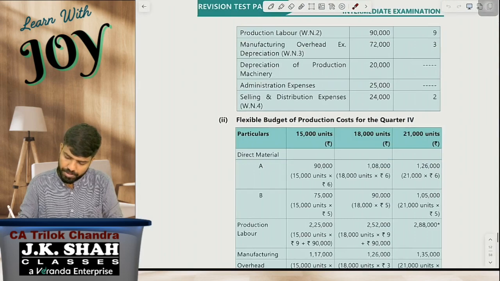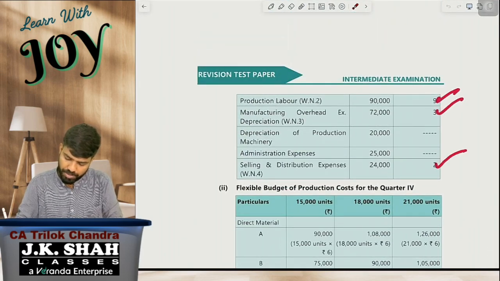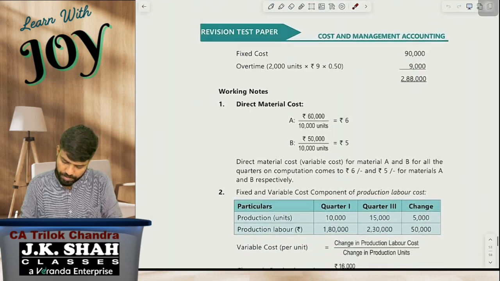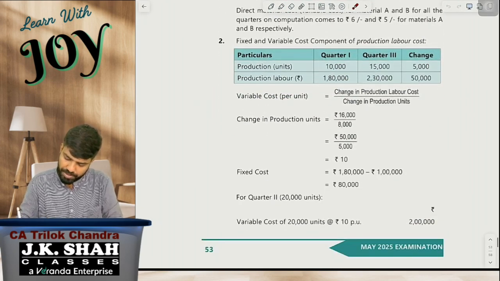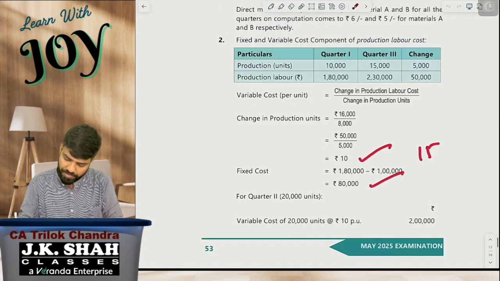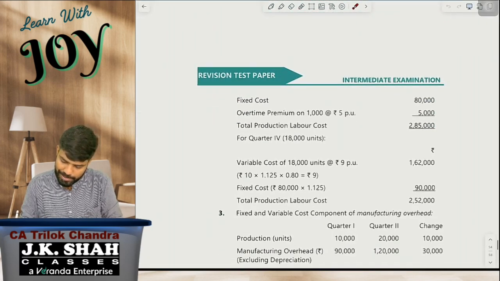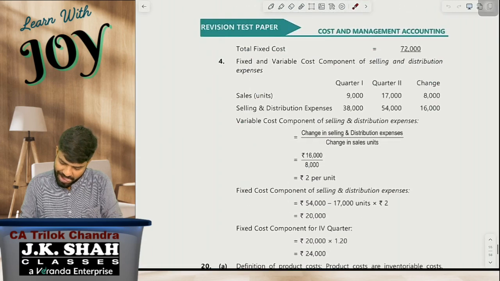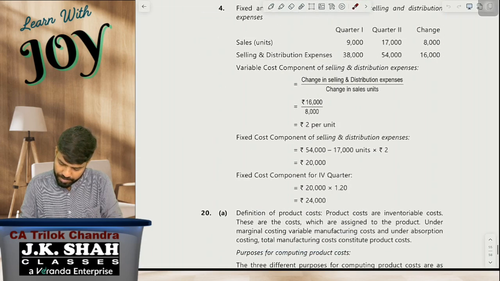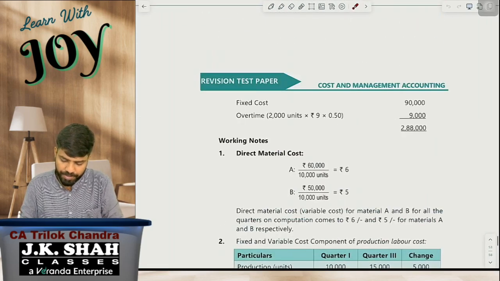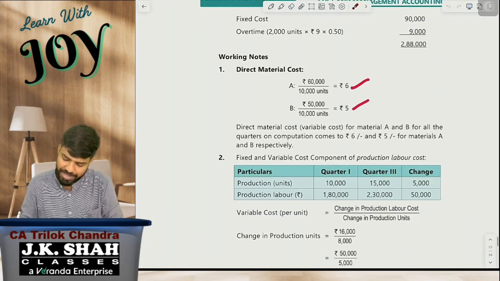₹6, ₹5, ₹9, ₹3, and ₹2. Here they get ₹6, ₹5, and ₹10, 80,000. That 10 will become 15 for overtime. Okay, let's go one by one. Material: ₹6, ₹5. That's how we calculate it.